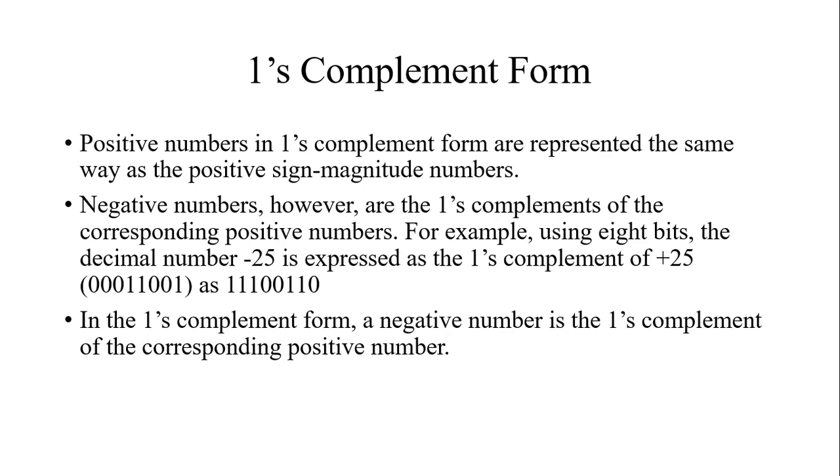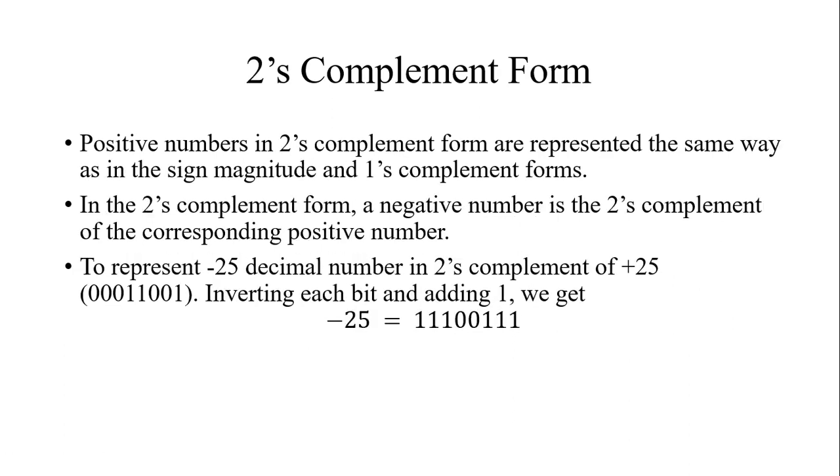This is the one's complement of this number. So this one is replaced by 0. These 2 zeros are replaced by 2 1s. The 2 1s are replaced by 2 zeros, and the 3 zeros are replaced by 3 1s. In the one's complement form, a negative number is the one's complement of the corresponding positive number.